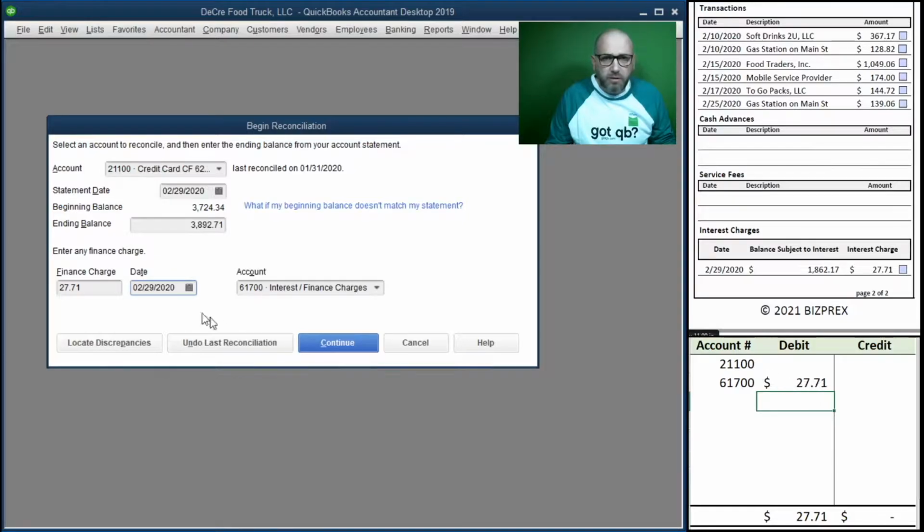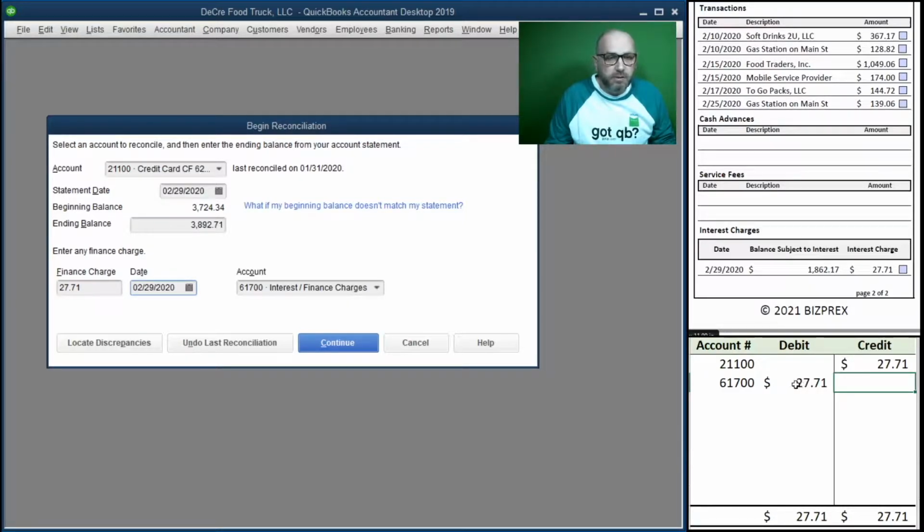So right here, this window, again, we enter the amount once because it feeds into both accounts, but we know that for this account, 61,700, it's a debit. What else just happened? Well, we know we have to credit it because it's an offsetting entry. That's one way to work with accounting. And it makes sense because 21,100 is a liability account and it went up, right?